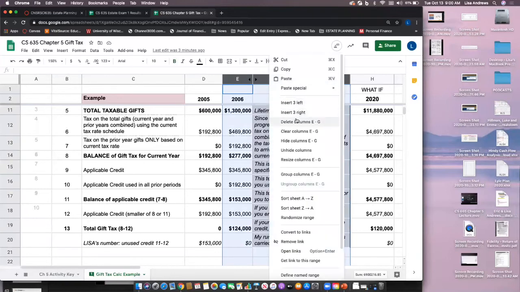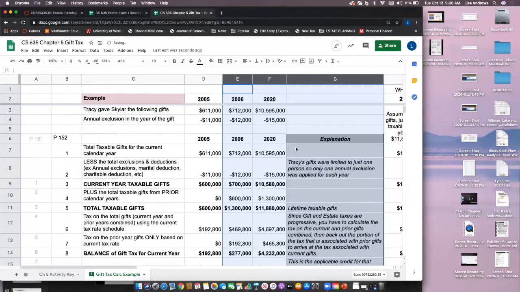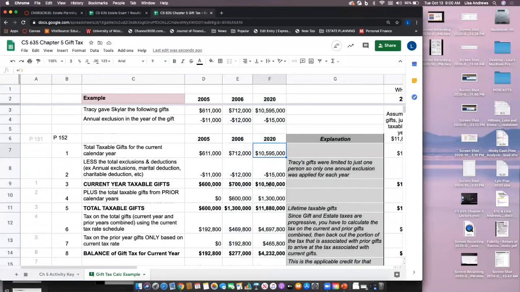But behold, 2020, poof, we now have a much higher limit. And in 2020, Tracy gave Skylar a gift of $10,595,000, that lucky Skylar. Okay, we get to reduce it by $15,000, which brought his taxable gift to Skylar for the year to $10,580,000.